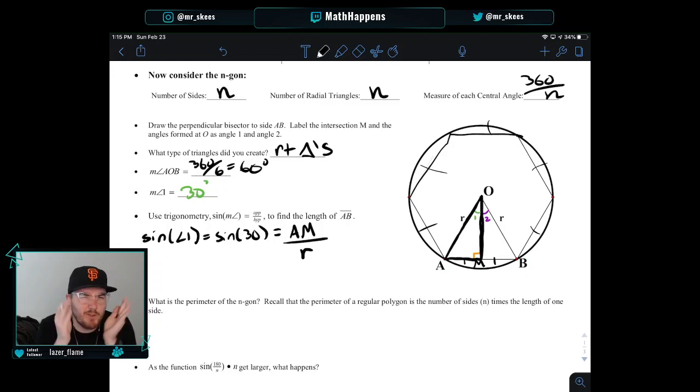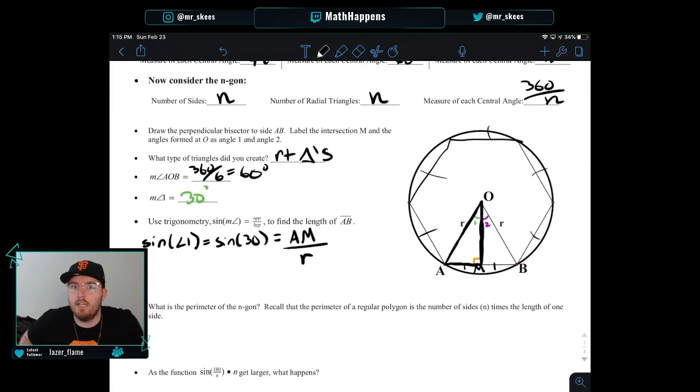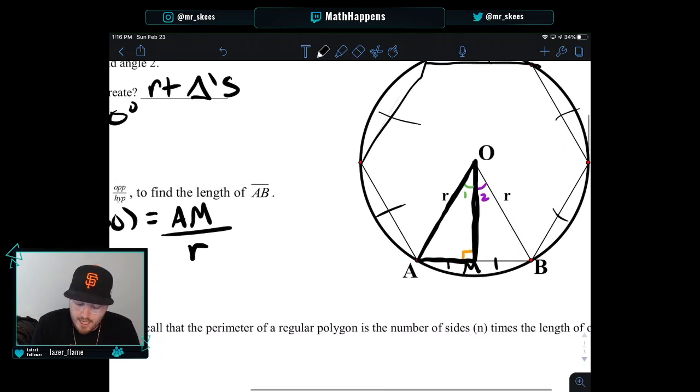I'm trying to solve for AB. Are you still with me here? I don't want to lose you. I want you to get like 80% of this. We don't need to have perfect knowledge of this, but I want you to walk out of this right here and be like, I actually followed that. So hopefully you're okay that this was 60 and we split it in half and that's 30.